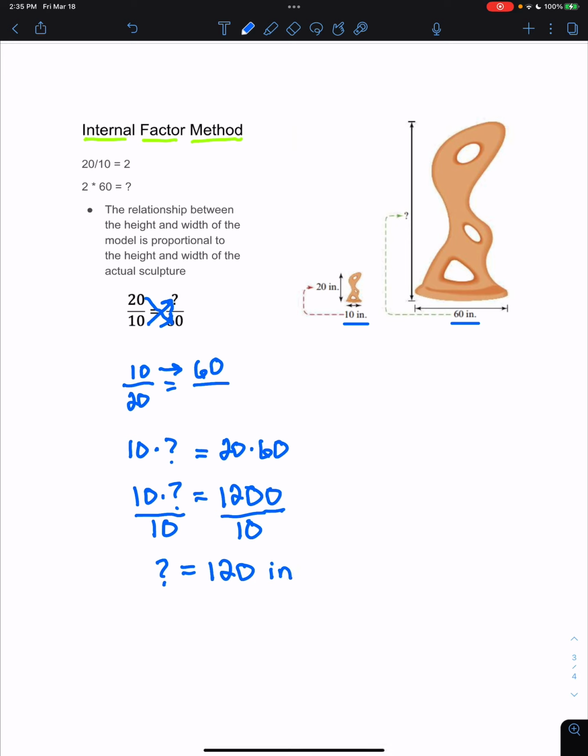So all that to say that in the internal factor method, what we're doing is setting up a proportion between the height and the width of our model and comparing that to the height and the width of our actual sculpture.